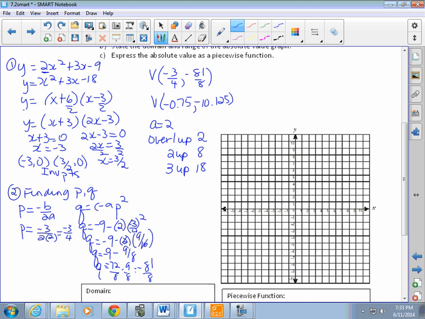So approximately there. That's your vertex. My x-intercepts occurred at negative 3, 0, and at 3 over 2, so 1.5 and 0.